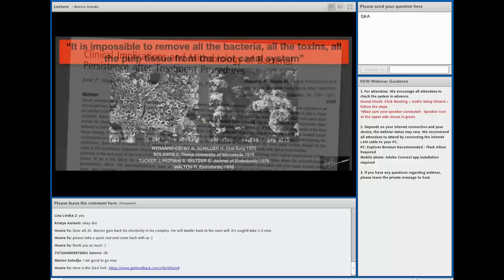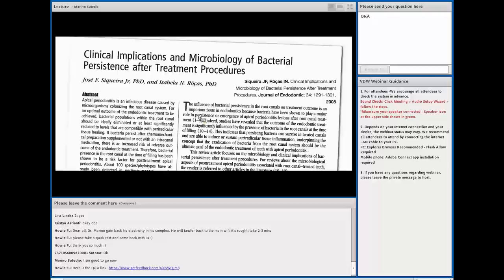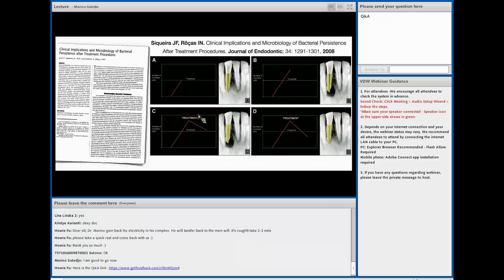There is a good paper by Jose Siqueira. I think some of you, or maybe all of you, know who Jose Siqueira is. In the Journal of Endodontics 2008, he mentioned clearly that we all have a threshold. Our immune systems have a threshold. If the number of bacteria inside the root canal system goes beyond this threshold, then symptoms will occur, both clinically or radiographically.